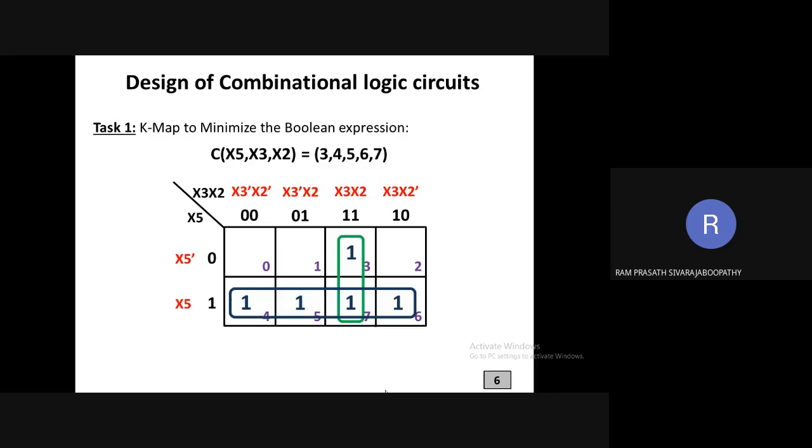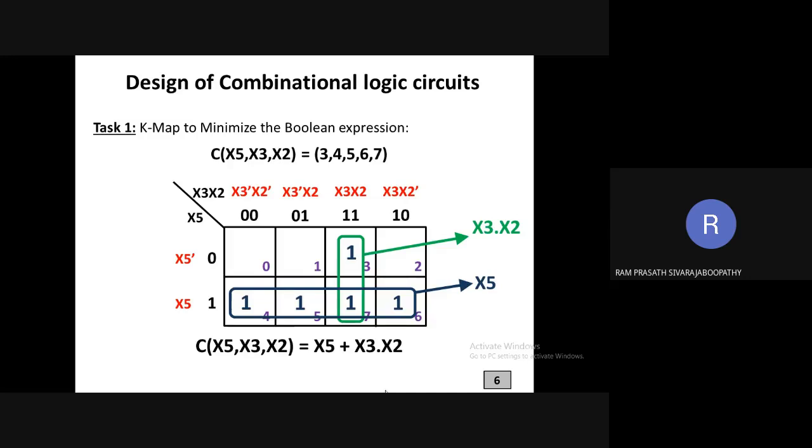Already Sabarish told A plus BC. Here A means x5, B means x3, and C means x2. I have considered the variables in that way. So what about the answer for this? For the first grouping, we are having only x5. The second grouping, we are having x3, x2. So it is x5 plus x3, x2. Very good, Srihari.